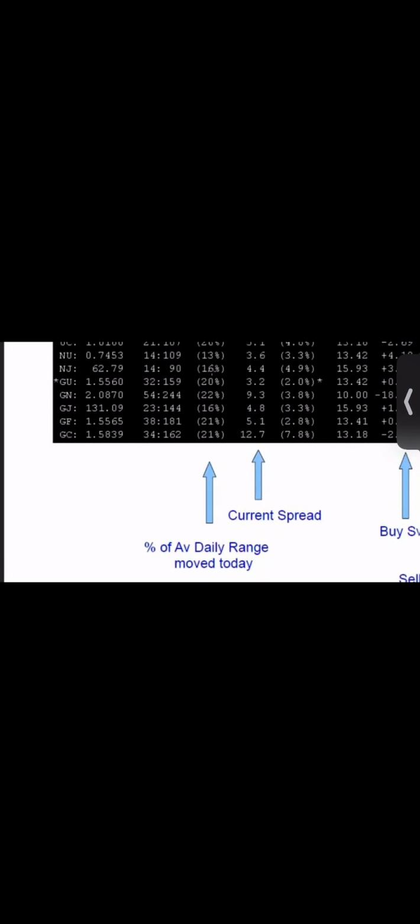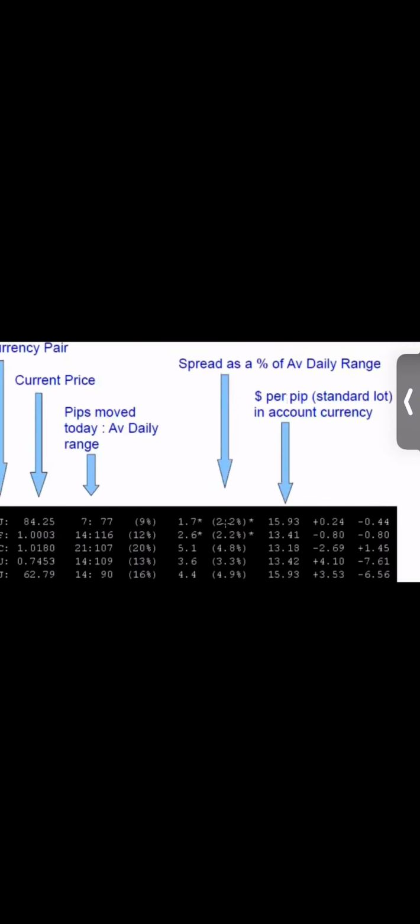The fifth column tells us the spread at the time, as you can see down here where I've got current spread. The next column along, where it says 2.2%, tells us the spread cost as a percentage of the average daily range. So at the time, 1.7 pips was the current spread, and that was 2.2% of the average daily range of the US yen.